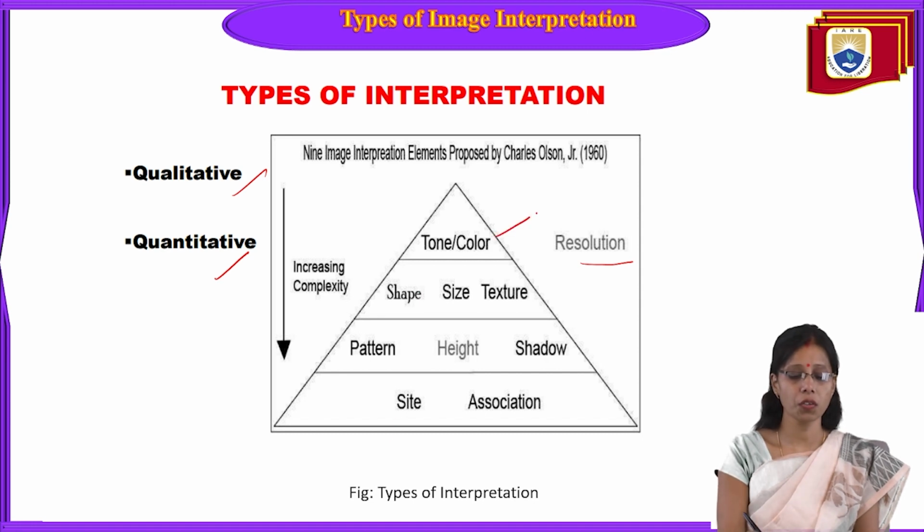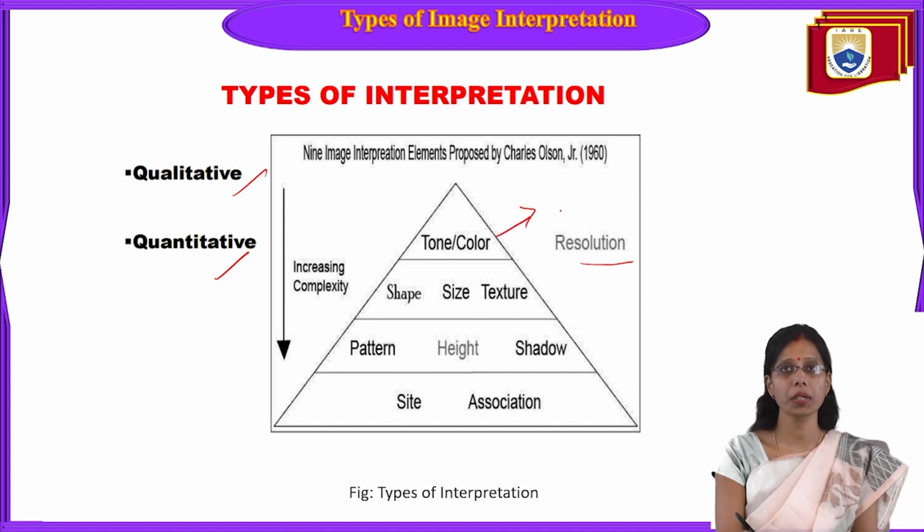First of all, when you want to interpret an image, we interpret it with the help of tone or color. Tone means color. The color and tone of the object will itself say which type of object it is. But before interpretation, we should understand which type of feature means what. So we have shape, size, texture, pattern, height, and shadow. Based on all these elements, we are able to identify the objects on the image.